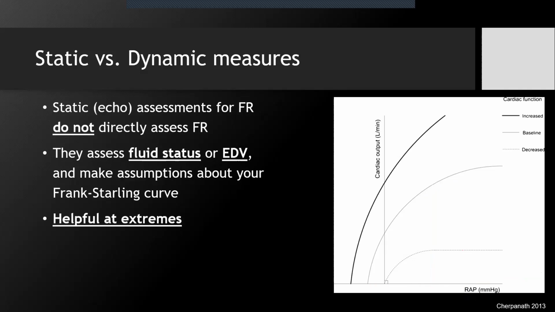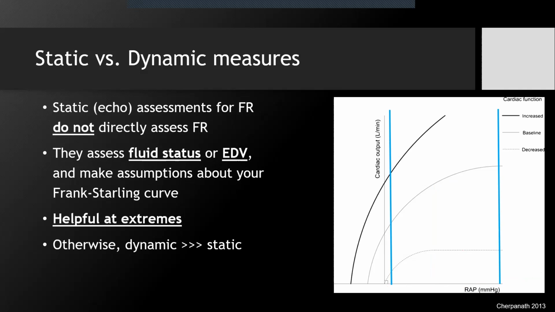And so this might be helpful at extremes, right? So if you have a CVP of 0, then most people who are not in severe shock are probably going to respond to fluids. And if you have a CVP of 25, they're probably not. So it might be helpful in these extremes, but otherwise a dynamic measure, which we'll go into depth about, is going to outperform your static measures.